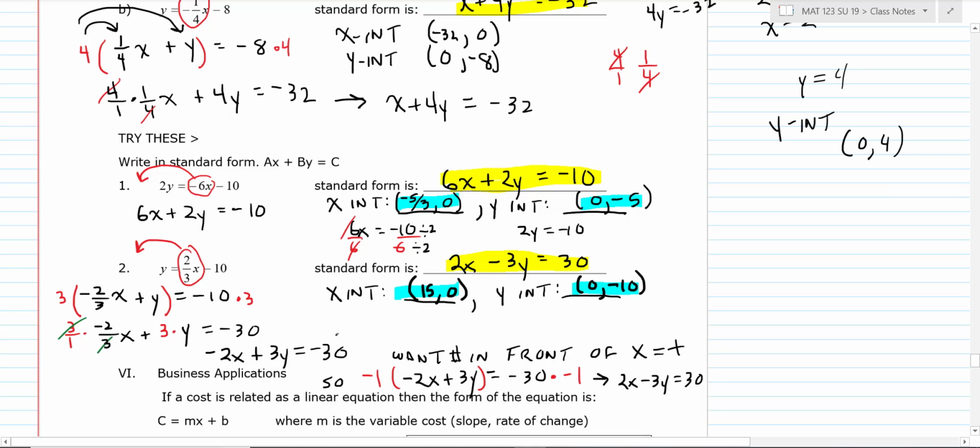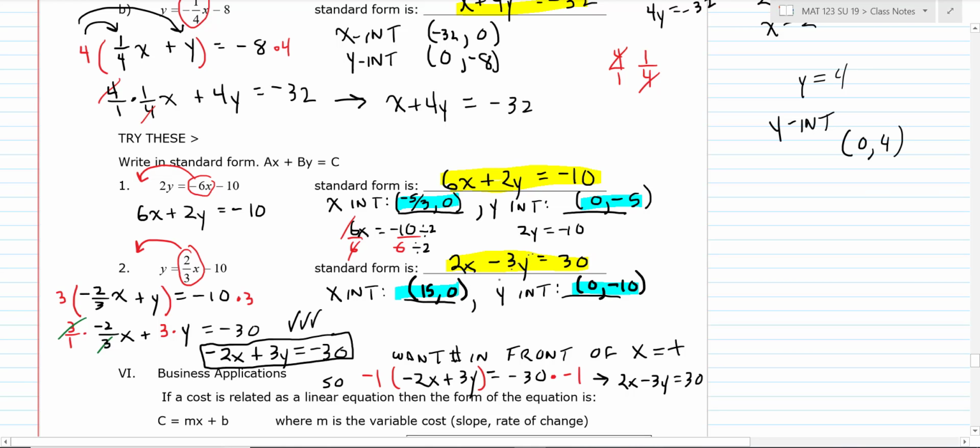Now, I probably wouldn't fuss at a student very much if they had this as standard form. Technically, you're supposed to have the number in front of x being positive. So that's why I went ahead and multiplied both sides by negative 1 so that negative 2 changes into a positive 2. So if I do that, I get positive 2x minus 3y equals 30. Okay, so this right here is okay, but the preferred answer is to have it like that. And then it's easy to do the intercepts.